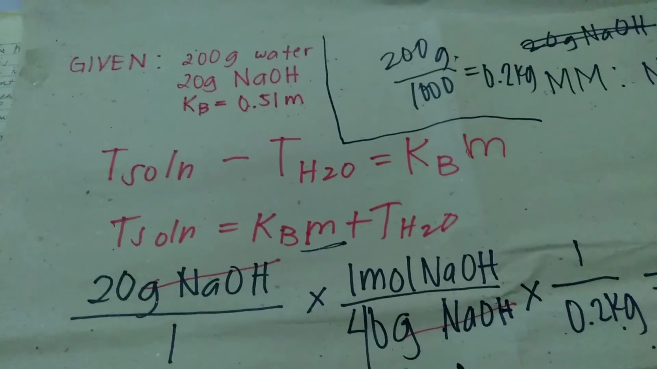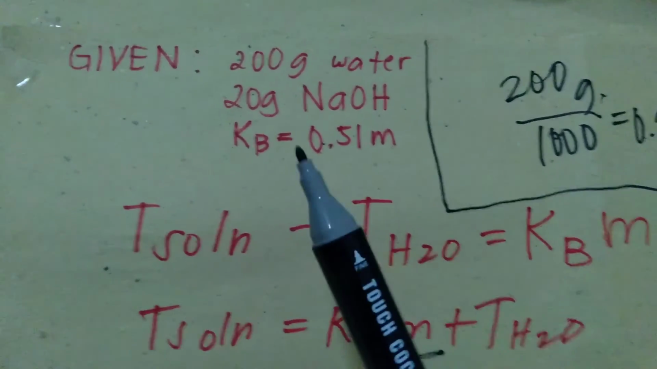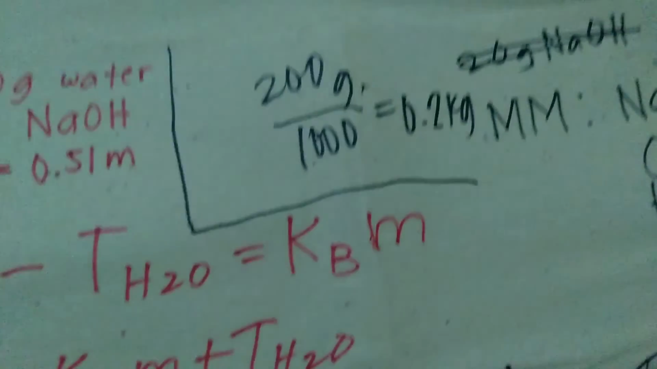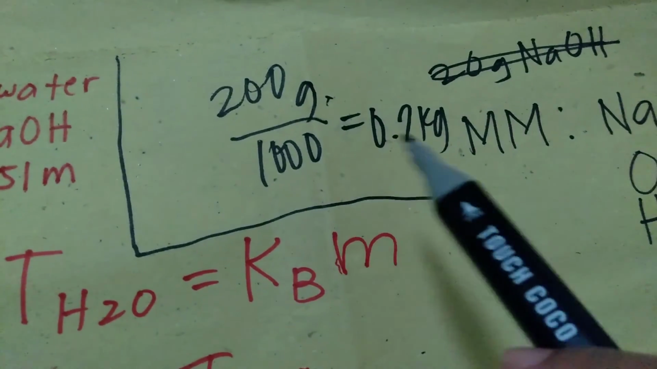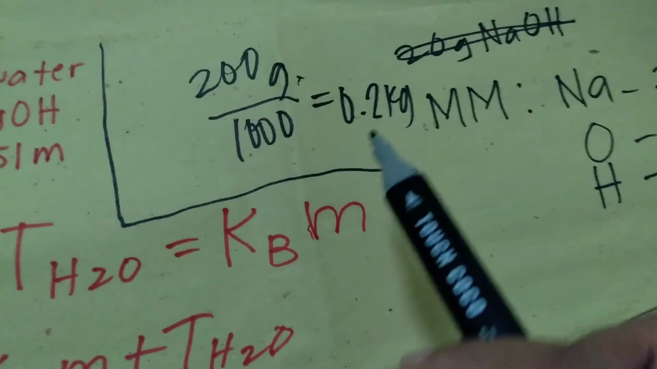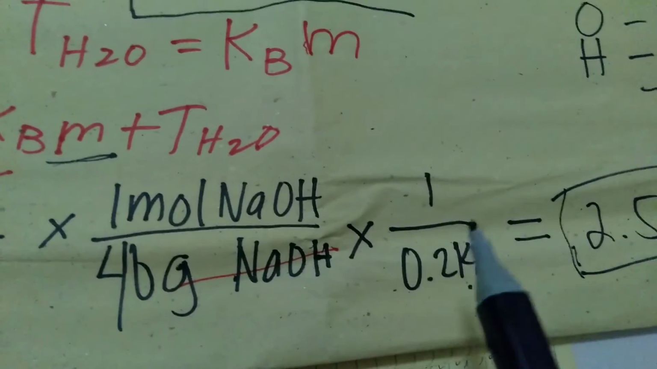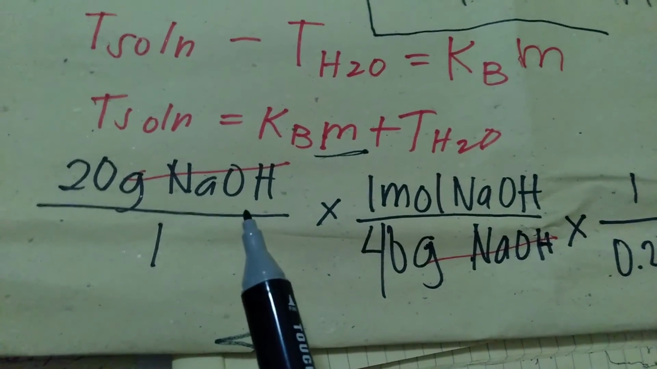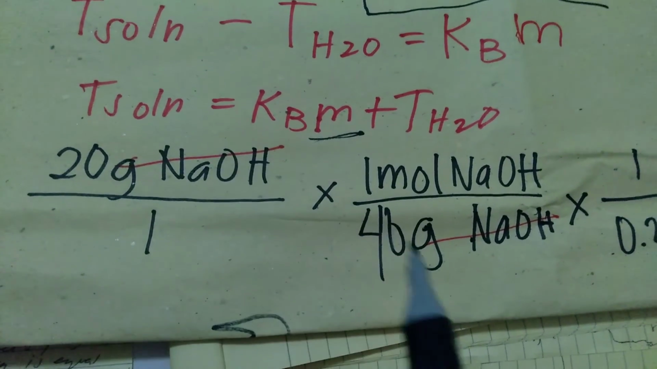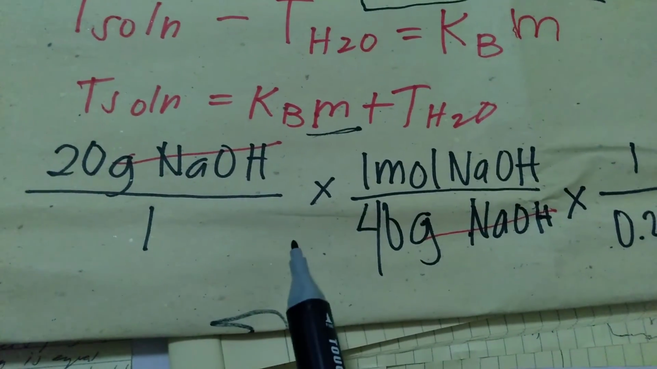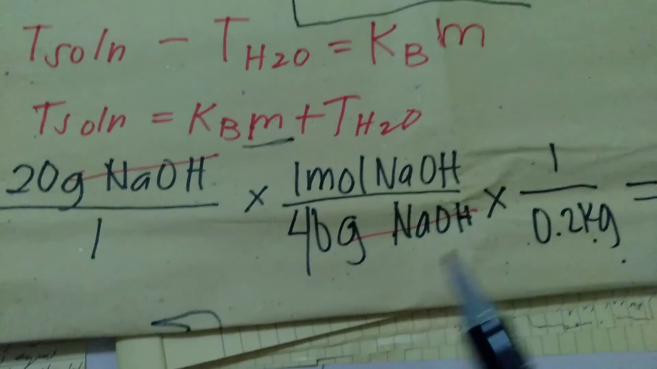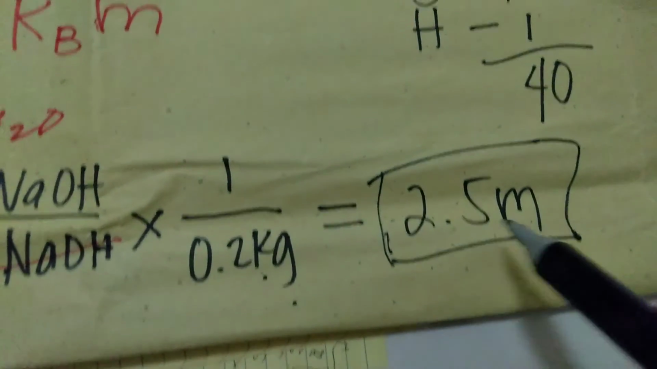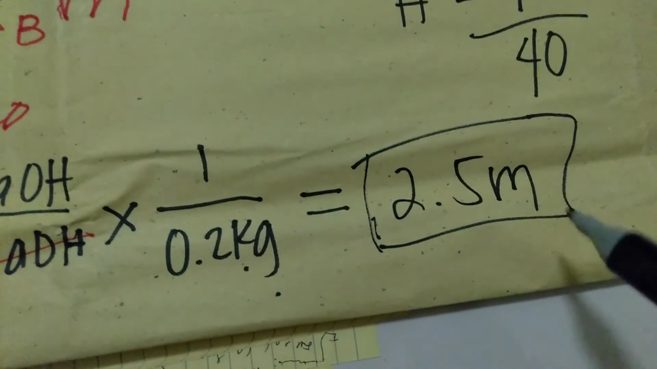And first we're going to need to convert our solvent, 200 grams of water, into kilograms. So 200 grams divided by 1000 is equal to 0.2 kilograms, and we're going to put it here. So multiply by 1 over 0.2. So 20 grams of sodium hydroxide over 1, so 20 divided by 40 is 0.5, and 0.5 divided by 0.2 is equal to 2.5 molal. So the molality of the solution is 2.5 molal.